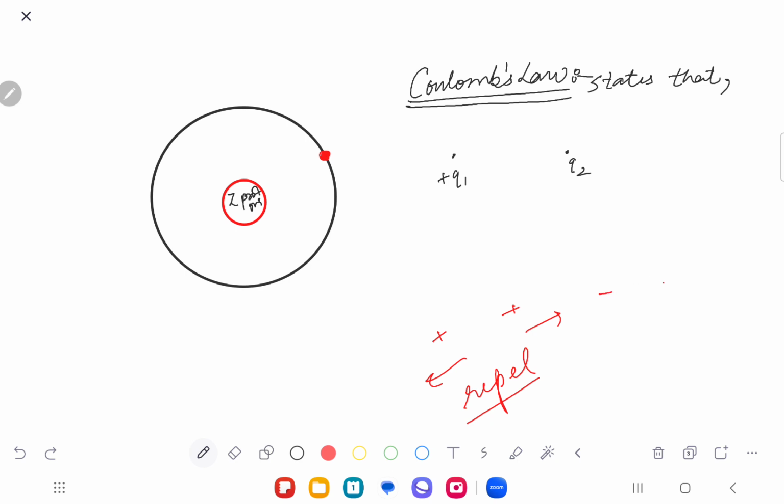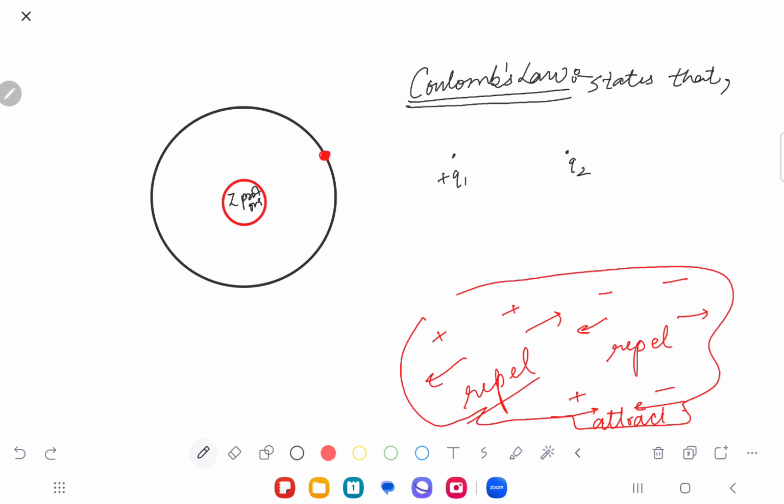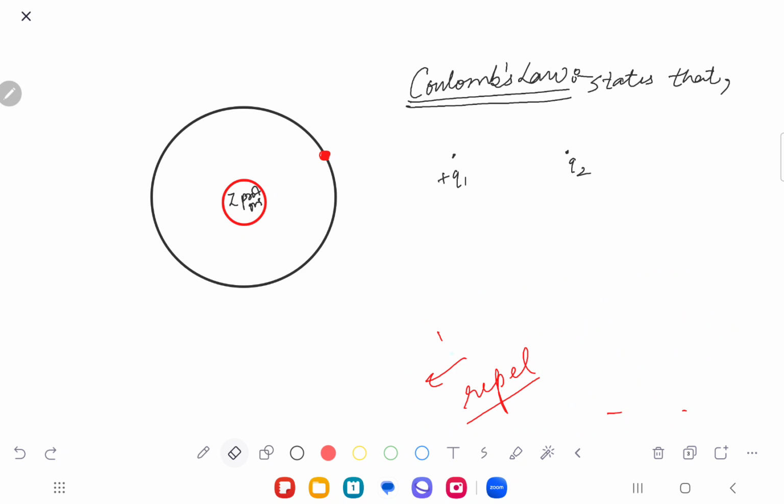And we also know that minus and minus also repel each other. But plus and minus attract each other, isn't it? So when we know this particular part, what exactly does that mean? Tell me. What exactly does that mean? That here the proton is positive, the nucleus is positive, isn't it? Yes. And the electron is negative. So when the proton is positive and the electron is negative, definitely there is some force of attraction between these two.